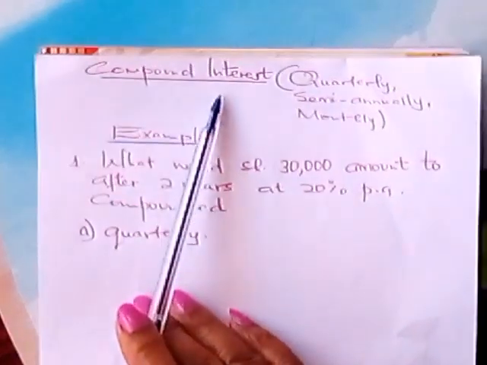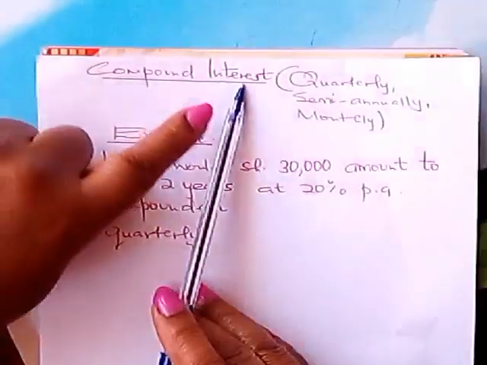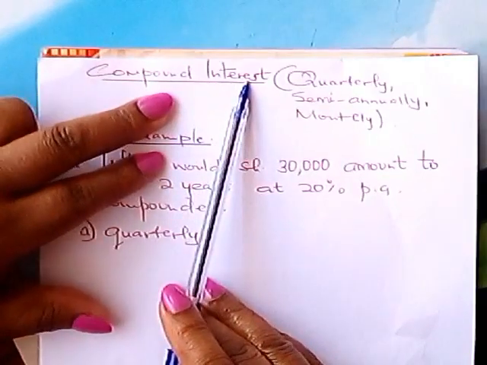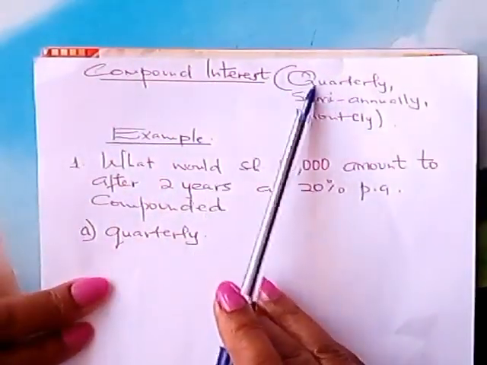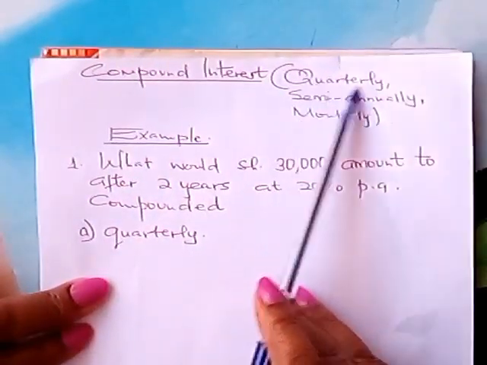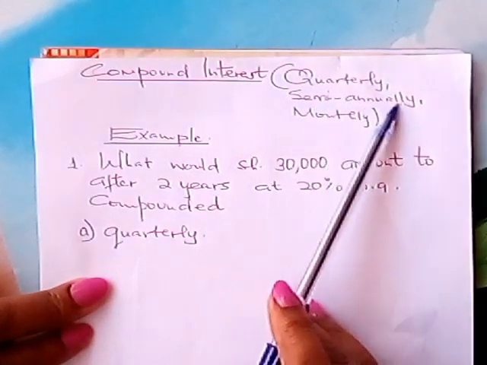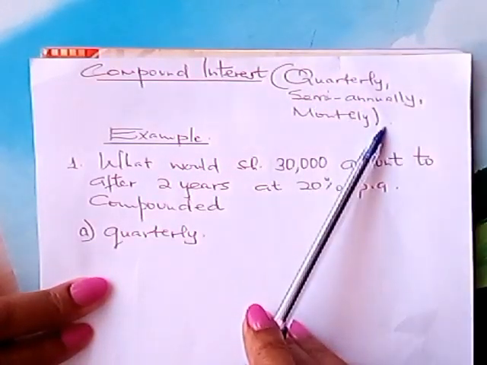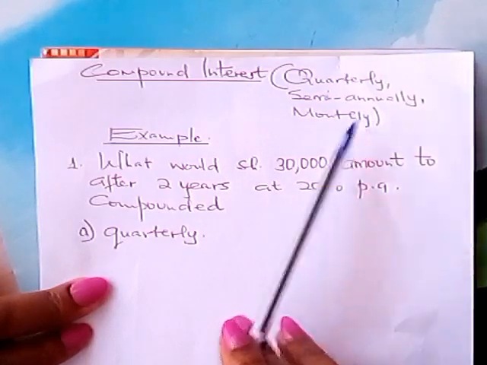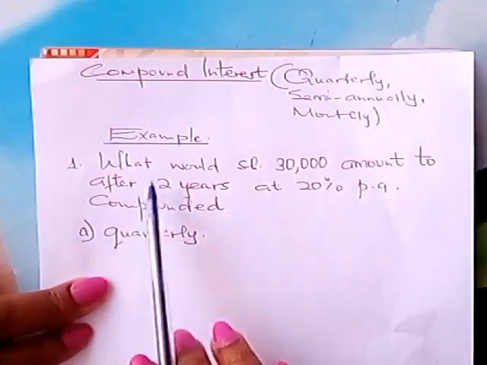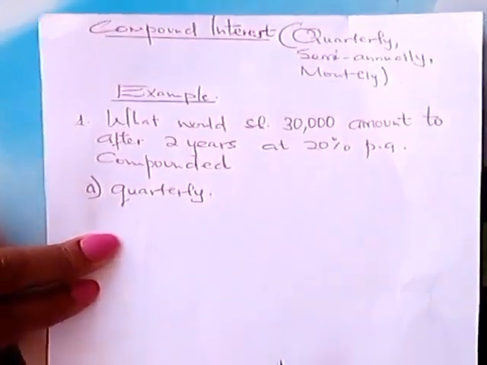Mathematics. I would like us to look at compound interest. Compound interest, and we are going to come across the words quarterly, compounded semi-annually, compounded monthly. I'm sure you've come across these with your teachers. Let us revise on this.